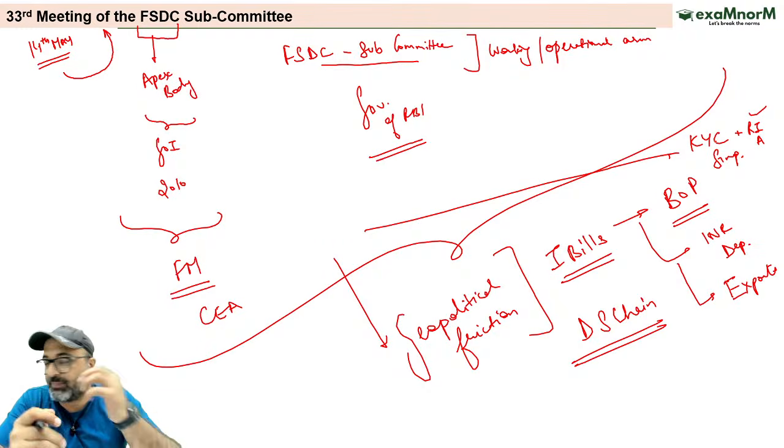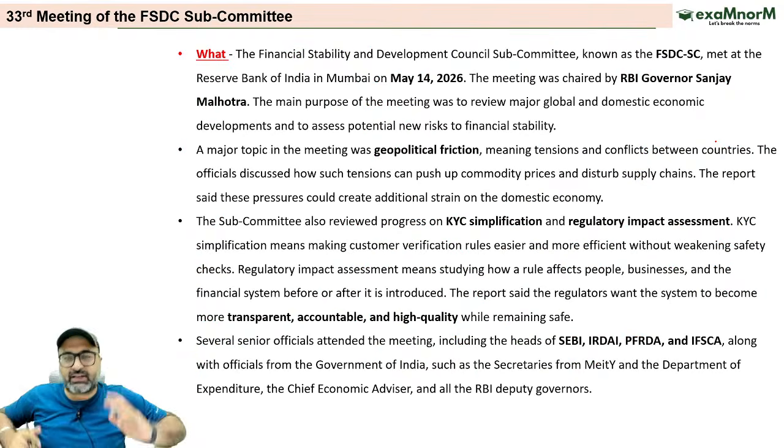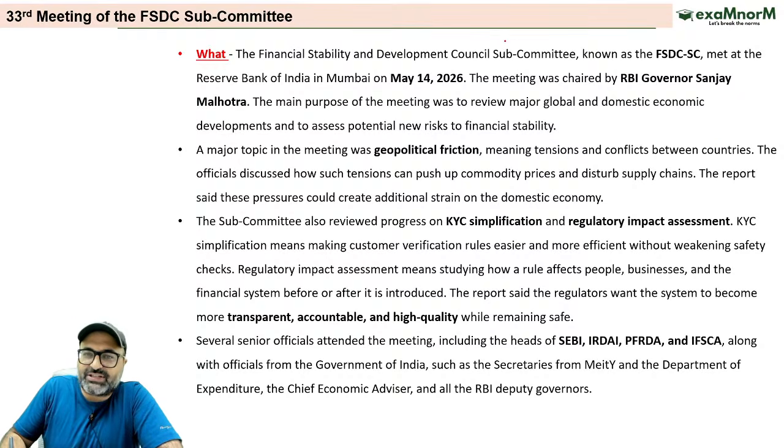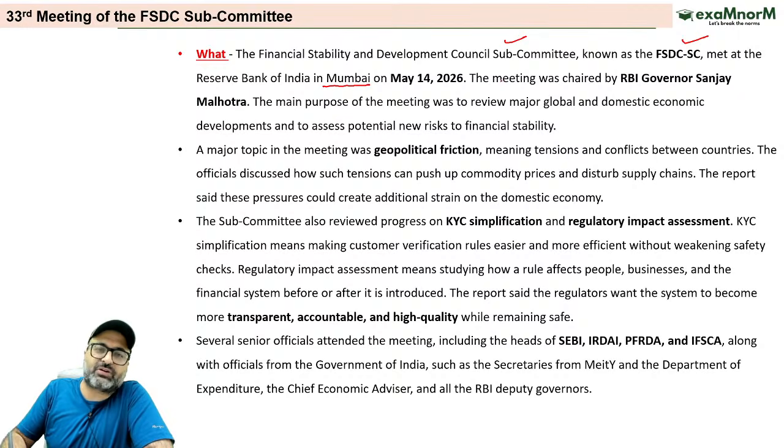अब इसमें अगर हम देखें कि क्या क्या चीजें हैं जो हमें याद रखनी है, प्लीज पे अटेंशन. सारी बात मैंने बता दी है. तो सबसे पहला पॉइंट, FSDC सब कमेटी met at Reserve Bank of India. So where this meeting was held, sir, it was held in RBI office in Mumbai, that is the head office of RBI. The meeting was chaired by Governor of RBI.